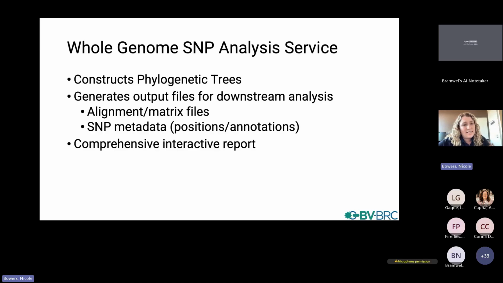There are many, many files for downstream analysis, especially if you're more interested in studying phylogeny. There's a lot of information in the output files, so don't ignore that. And then a comprehensive interactive report.